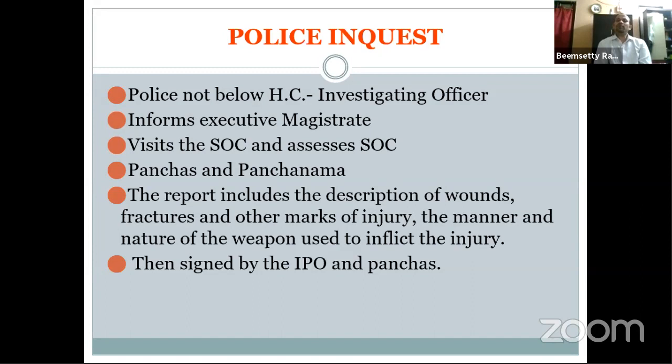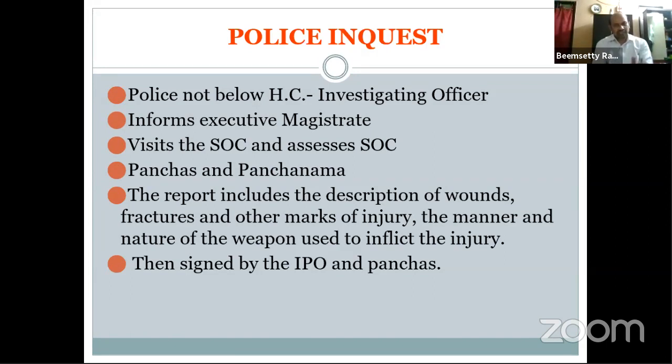The police officer should not be below the rank of head constable, and whichever officer is investigating that particular case is called the investigating officer or inquest officer. He informs the executive magistrate, then visits the scene of crime and assesses it. Immediately after going to the scene of crime, he won't keep quiet. He'll look around and assess the scene of crime.